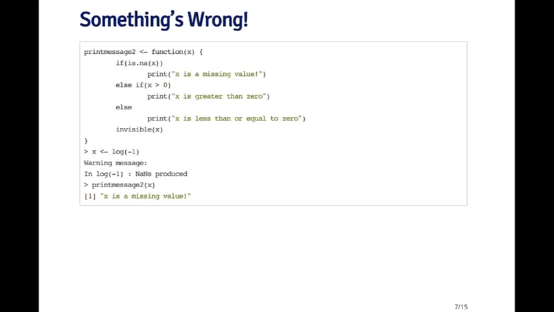So when I call this, what's something that might typically happen? Well, I calculate the log of -1, and I assign it to x. So that doesn't stop anything. I just get a warning, and I move on, right? Now I'm going to call print message on x, and I'm getting x is a missing value, right? So now there's no error there, but it may be unexpected, right? Because maybe I thought the thing that I'm inputting into print message 2 is some positive number, so I thought I was going to get the message x is greater than 0. But instead I'm getting this message x is a missing value.